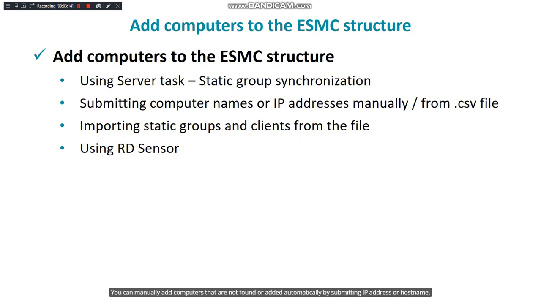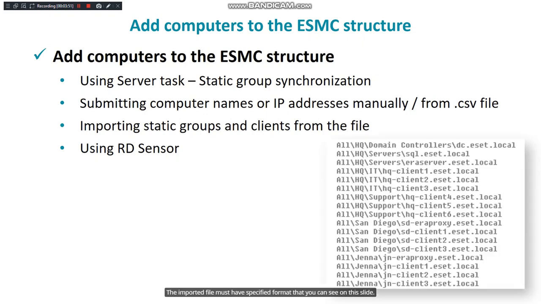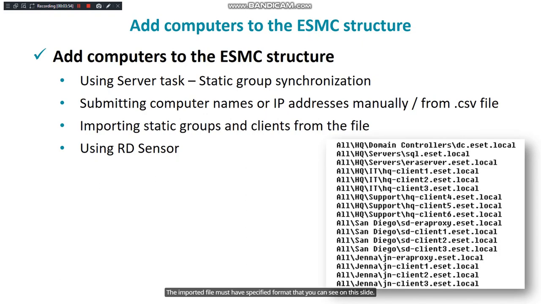You can manually add computers that are not found or added automatically by submitting IP address or hostname. You can add them one by one in Web Console or import multiple from CSV file. The third option of adding computers to ESMC is importing groups and computers from the file. This allows you to import complete structure, computers and groups, subgroups. Especially useful when using security groups instead of organization units or when you use other structure. The imported file must have a specified format that you can see on this slide.